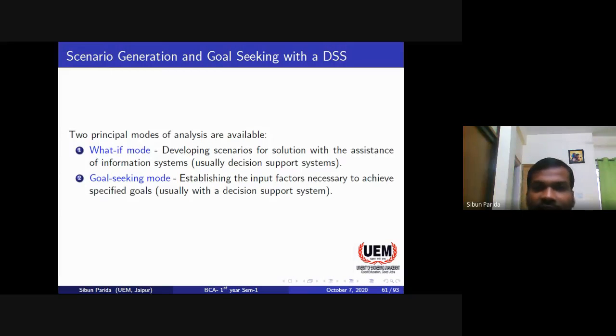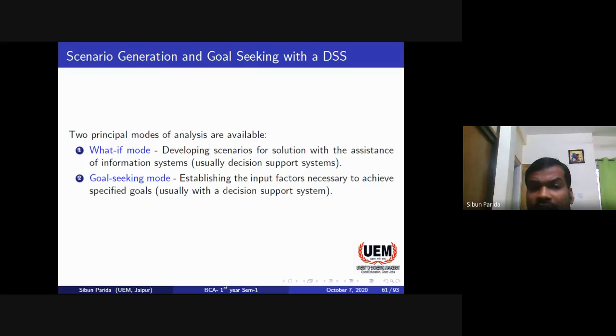Okay, so that is the thing. They're developing the scenarios for the solution with the assistance of an information system. So you have an information system. For example, what if it's going to rain? You have the data of the last 30 years of rain prediction data. Then you are questioning, what if tomorrow is going to rain? Then from the analysis, you will be able to answer, yes, it is going to rain, so I have to take a decision that I have to go for an umbrella when I go out from my home.